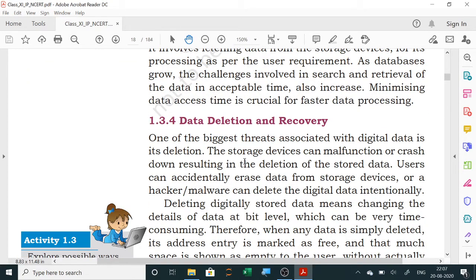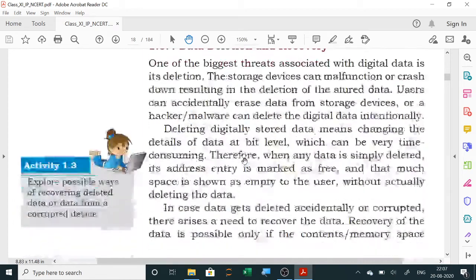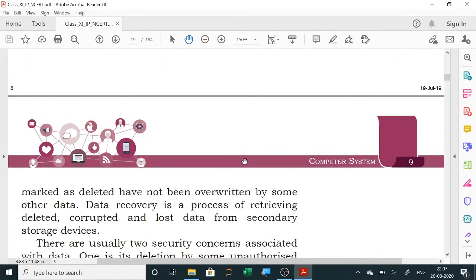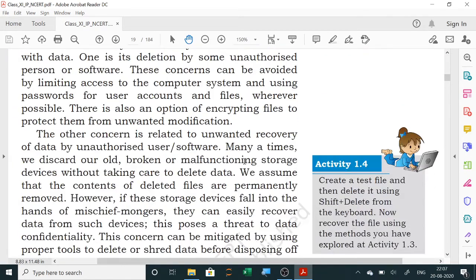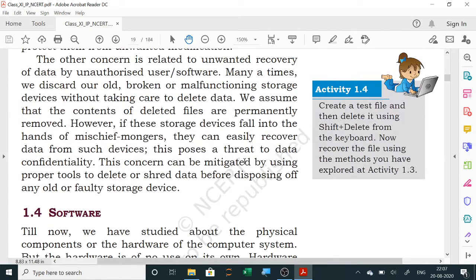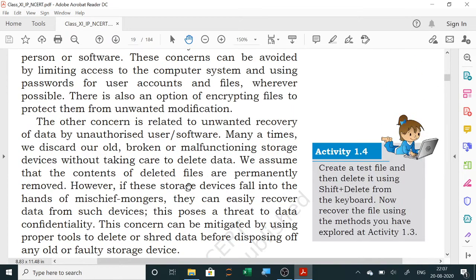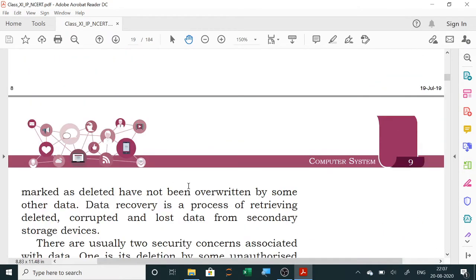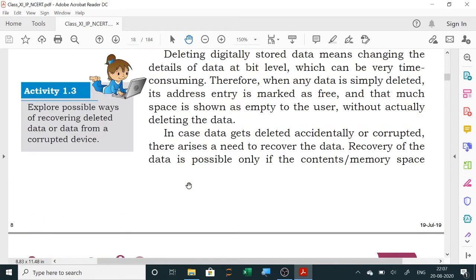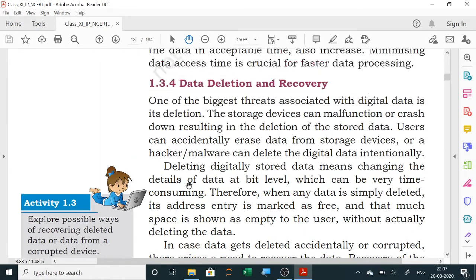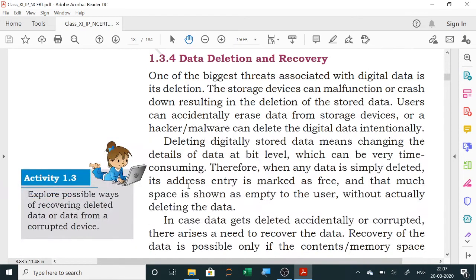Next topic is data deletion and recovery. Now, if any data gets deleted by mistake, how do we recover it? It is given here how to recover the data. Normally, what happens is, if we delete it by mistake, we go to the recycle bin and try to recover the data. So, these all are the NCERT notes.